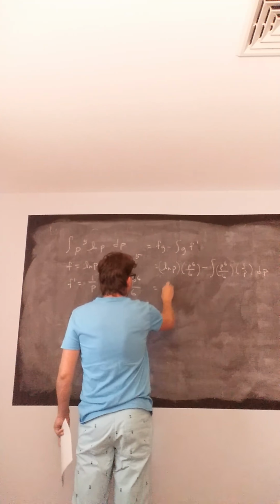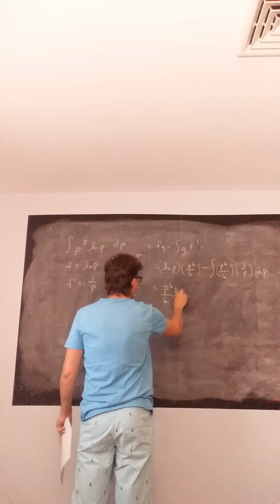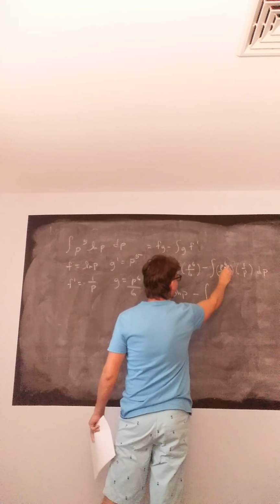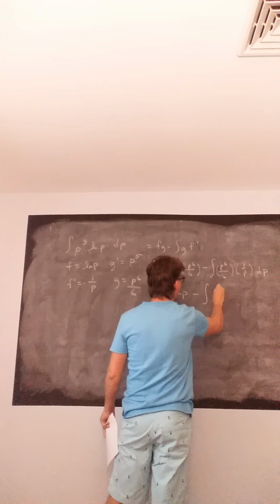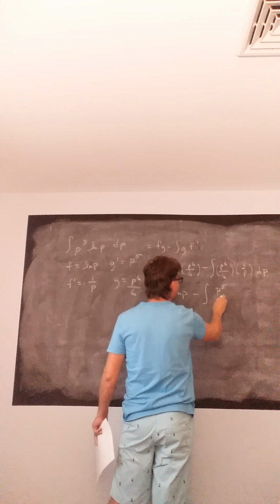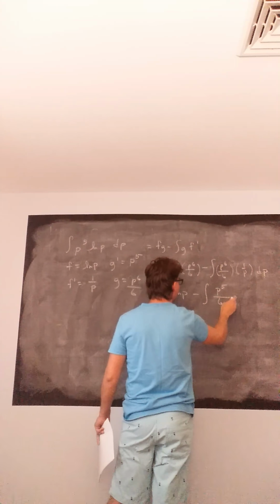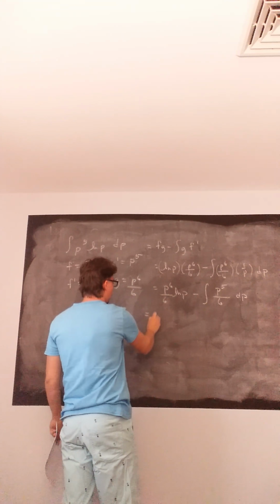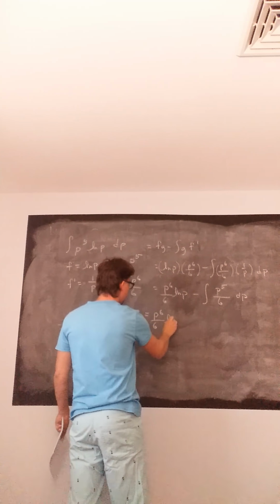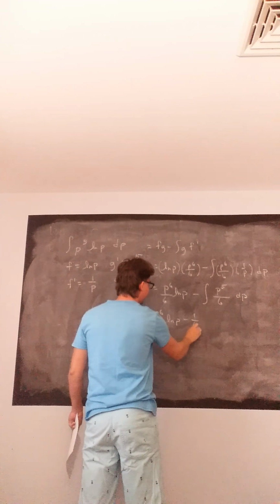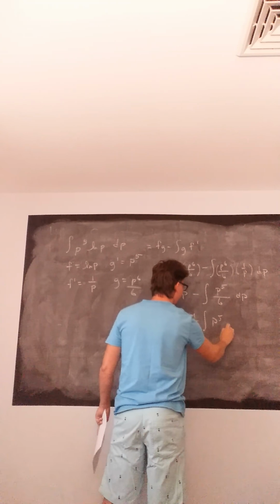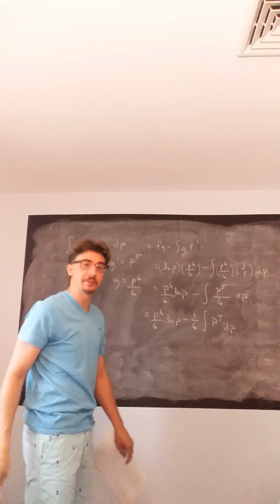So I'm just going to write this as p to the 6 over 6 ln p minus the integral. Notice here you have a p to the 6 on top, p on the bottom. So that nets p to the 5 over 6 dp. If you want to, you can slide the 1/6 outside the integral and just leave that as p to the 5 dp. Make it a little easier for you.